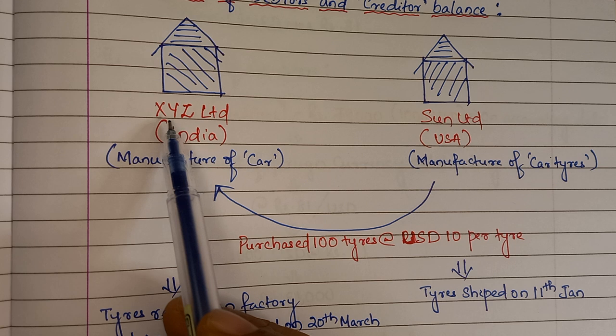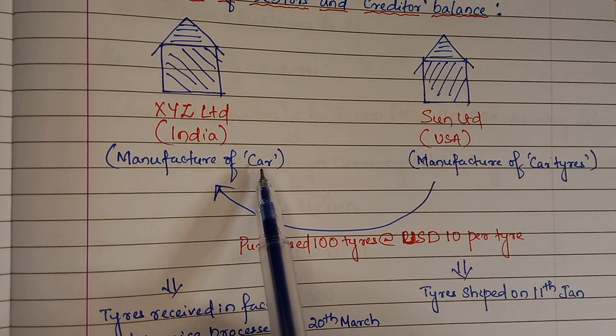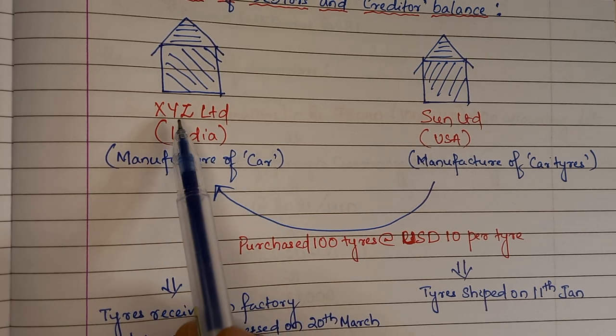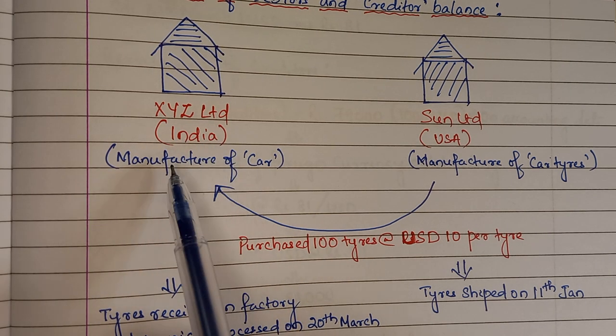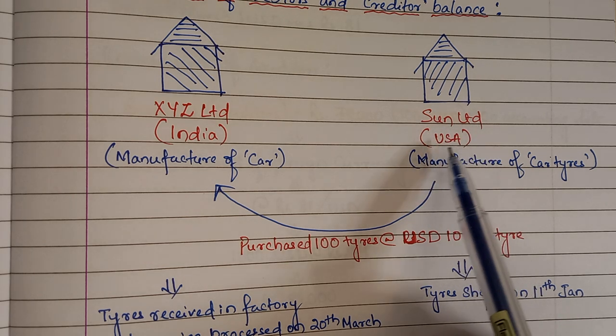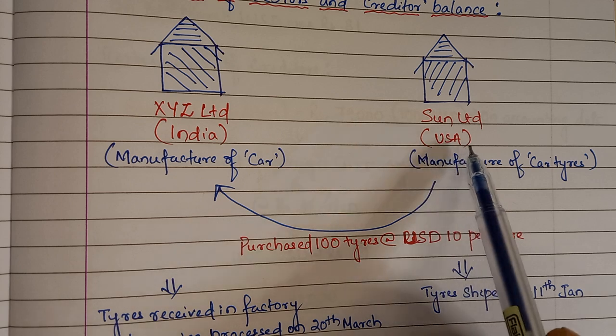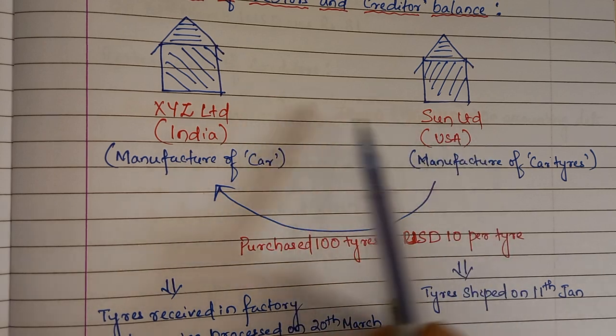XYZ, which is located in India, is a manufacturer of cars. I'm taking the same example of cars and car tires so you can connect easily. So XYZ Limited, which is located in India, is a manufacturer of cars, and Sun Limited, which is located in USA, is a manufacturer of car tires. You can see both are located in different countries.